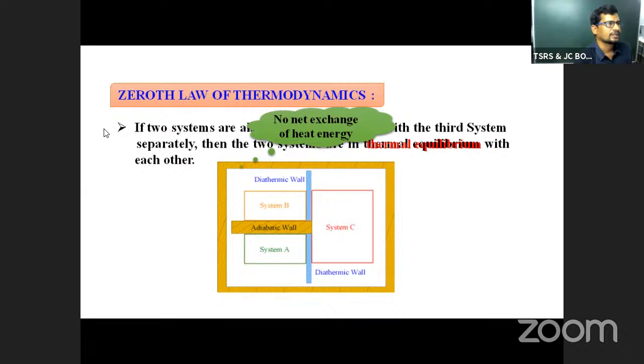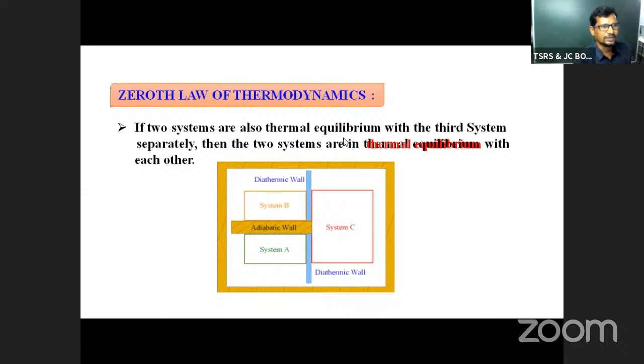Look at here. If two systems are in thermal equilibrium with the third system, means A and B are in thermal equilibrium with C, then both A and B are also in thermal equilibrium with each other.